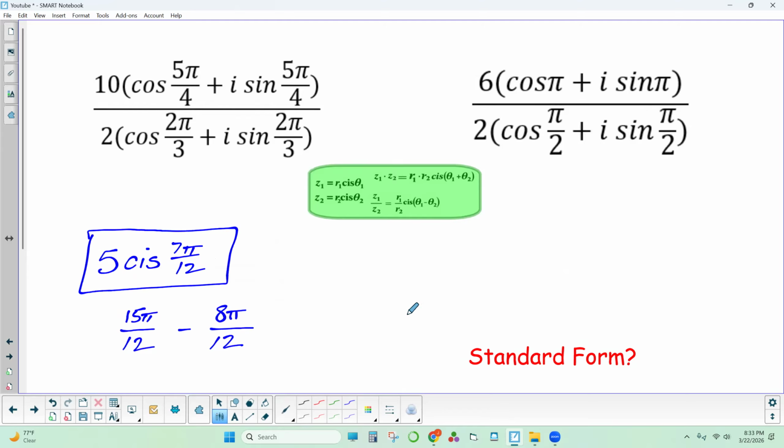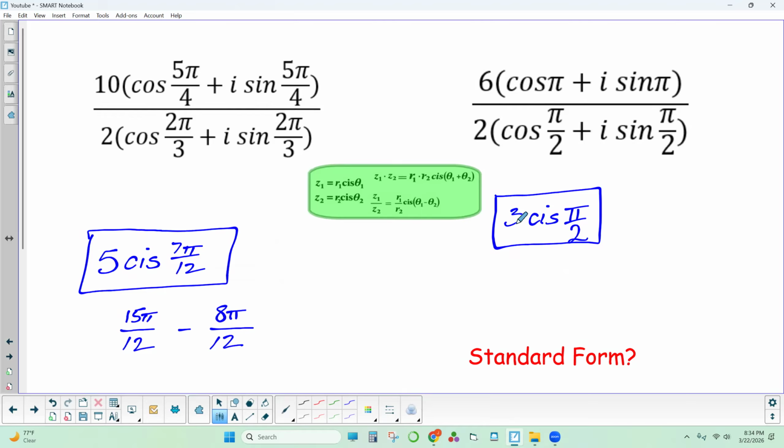All right. And the last one, same thing. 6 divided by 2 is 3. Bring down cis. And then pi over 2 from pi is simply pi over 2. Now down here it says, what about writing your answer in standard form? Sometimes you're asked to write your answer in standard form. Perhaps the question was in standard form and you changed it to trig form in order to use these rules. So let's go ahead and do that.